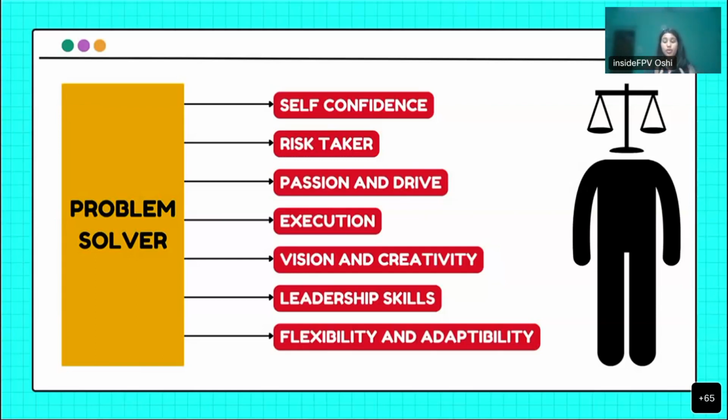So I won't call that a failure, but yes, to most people, that seems like a failure. So 9 out of 10 startups don't become a unicorn or don't become a successful brand. So if you have the courage to face that, then you are perfect to become an entrepreneur. Now, if you have confidence and you are a risk taker, then you must have the passion and drive to solve and execute the solution you have built.